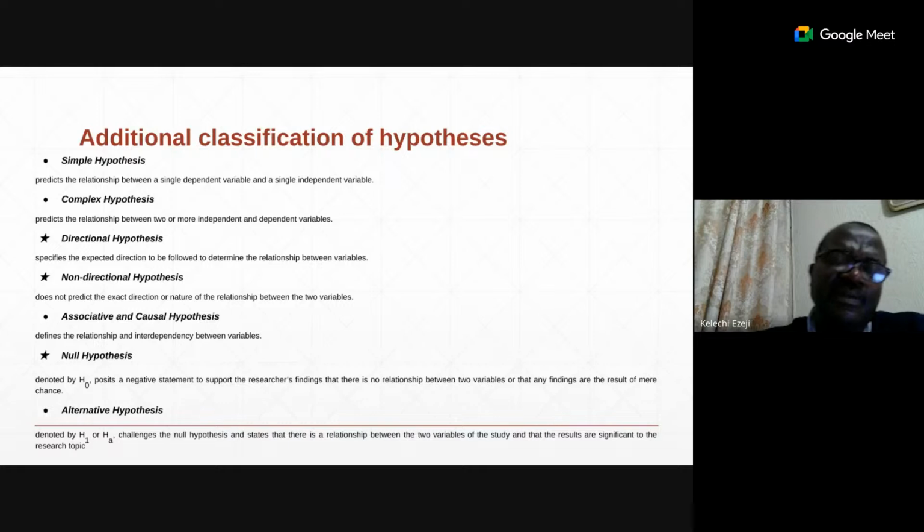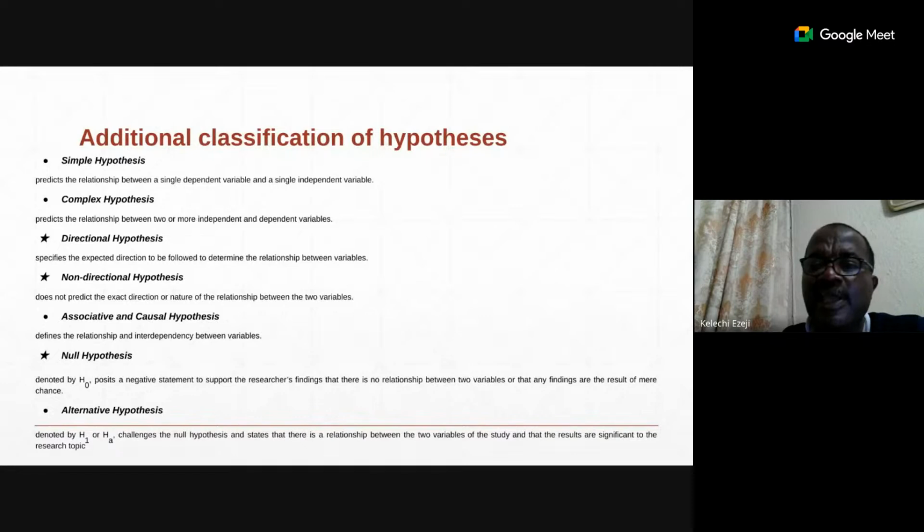Because non-directional hypothesis, we had already described it as two-tailed, if you remember what we had done. And then there's the classification of associative and causal hypothesis, which you often see in experimental research, where that relationship, if A plus B will be equal to C, that kind of relationship, associative or causal, this is likely to cause so on.